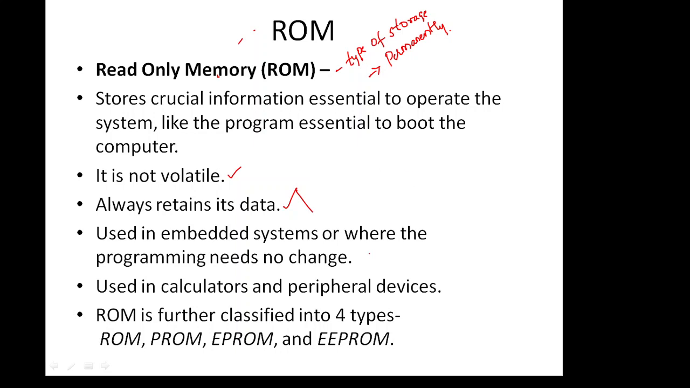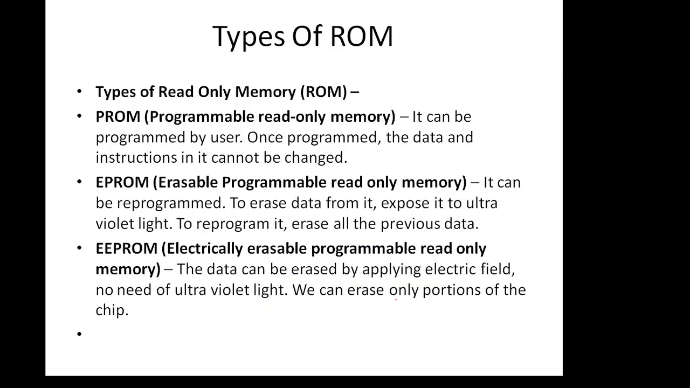This is majorly used in embedded systems where programming needs no change, so it is used in calculators and peripheral devices. ROM is further divided into four types: ROM, PROM, EPROM and EEPROM. First we'll study PROM, which means programmable read-only memory. It can be programmed by the user. Once programmed, the data and instructions cannot be changed.